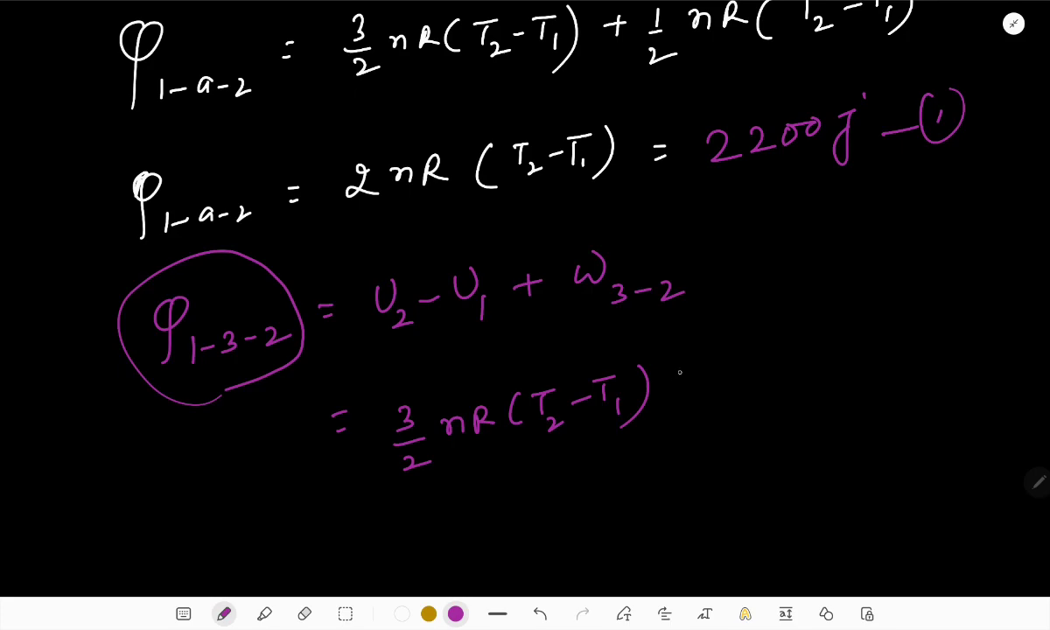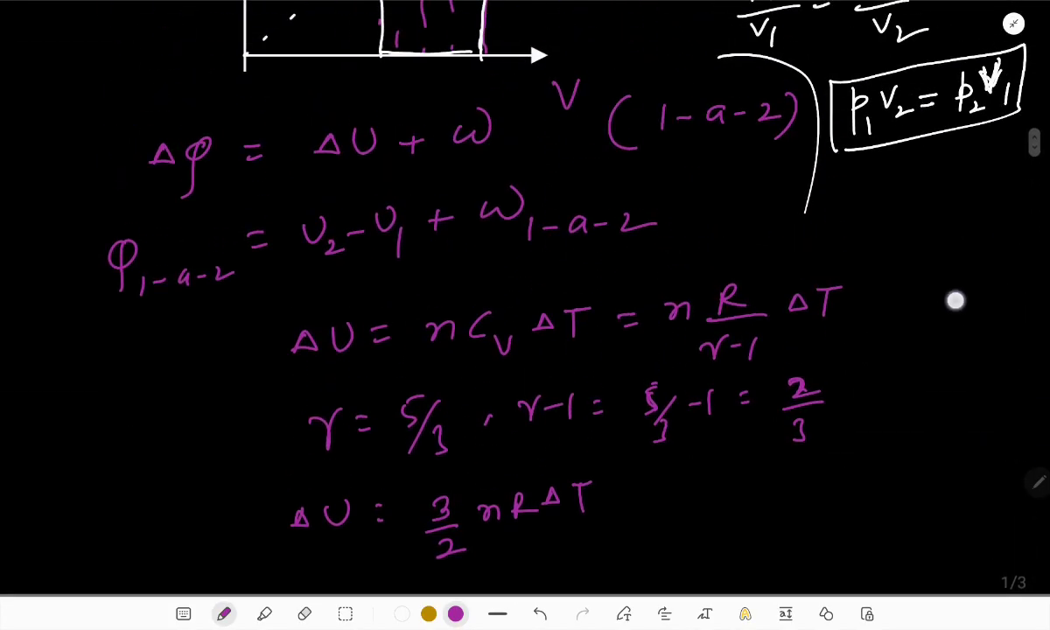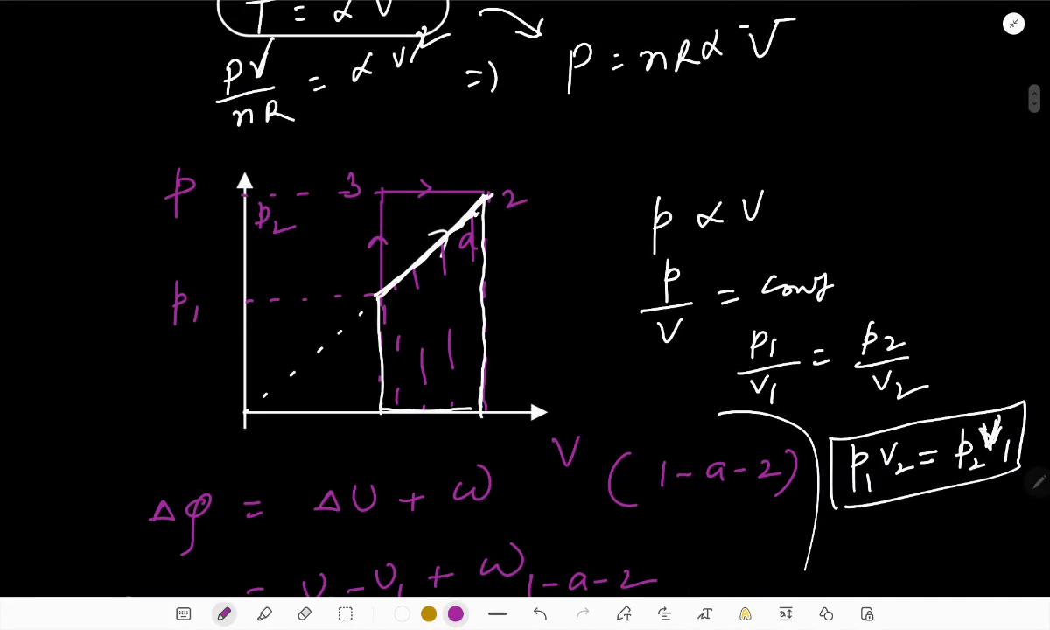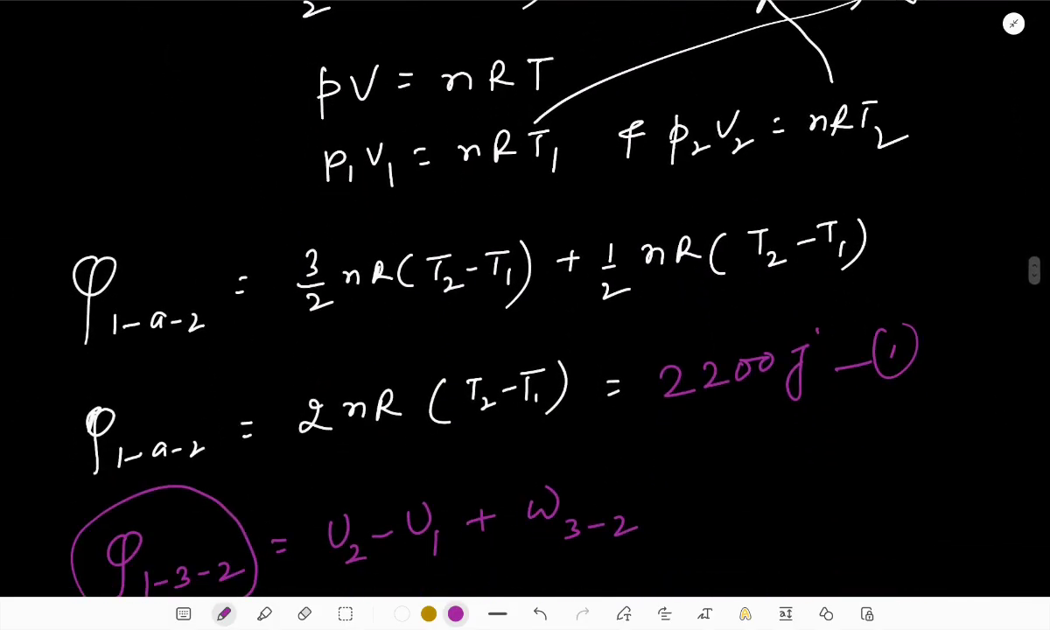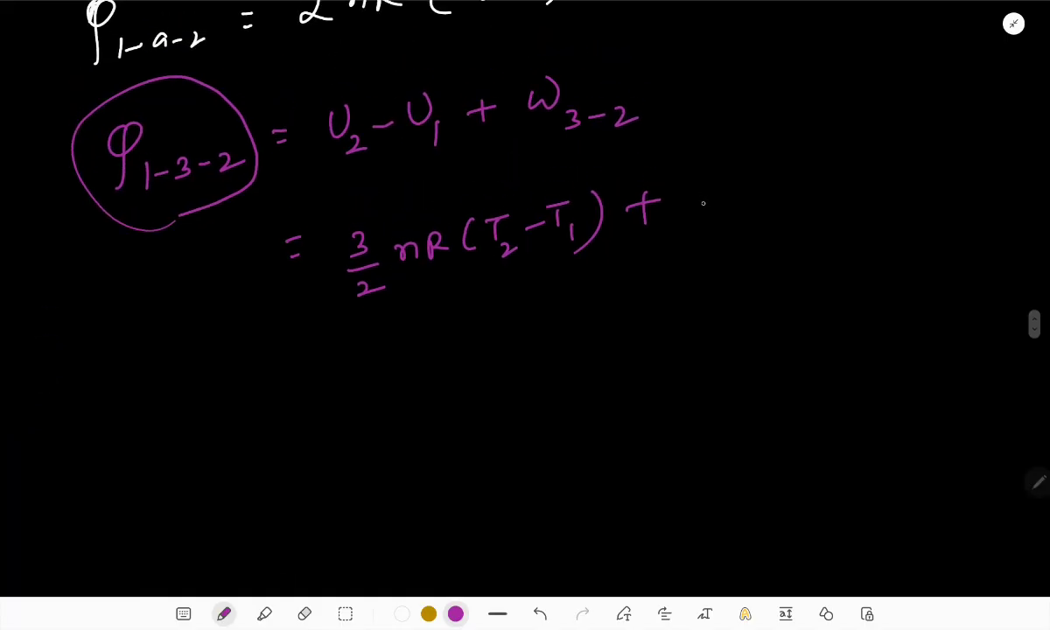And the 3 to 2 process was, I think, an isobaric process. So its work done will be simply, and here the pressure is P2, P2 multiplied by (V2 minus V1). So I'm going to write this thing plus the work done during the 3 to 2 process, simply P2 multiplied by (V2 minus V1).